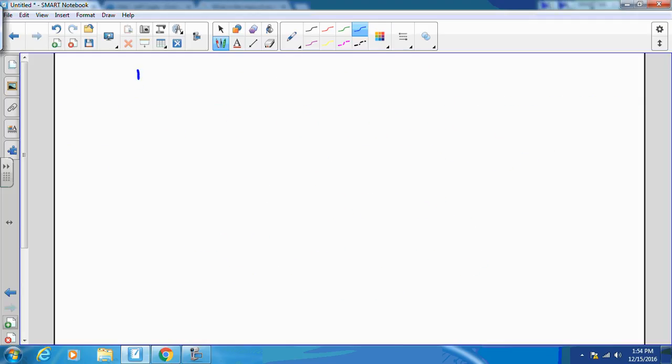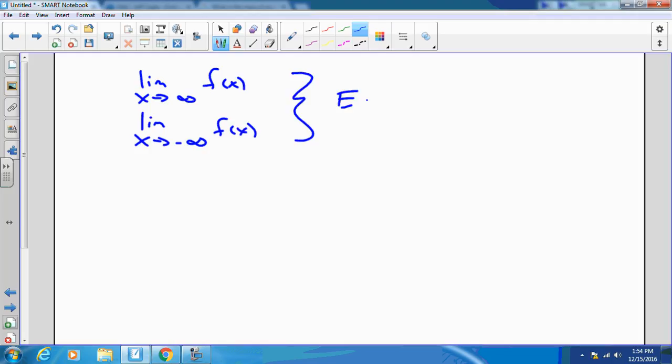So these are the major techniques that we will use analytically. There are two specialized techniques we use for special types of limits. For limits at infinity only, for the limit as x goes to infinity of f, or the limit as x goes to negative infinity of f, we can use end models.